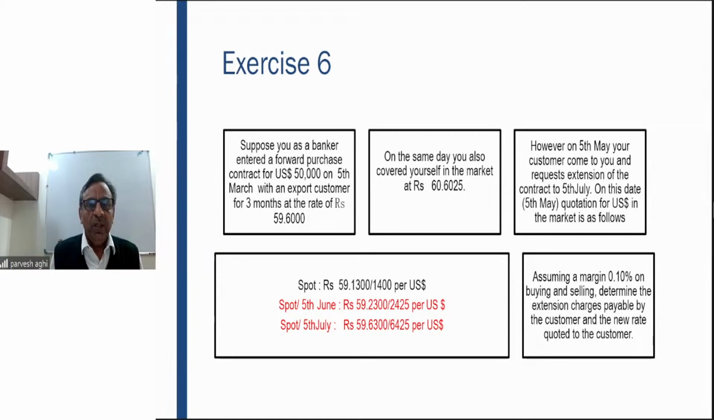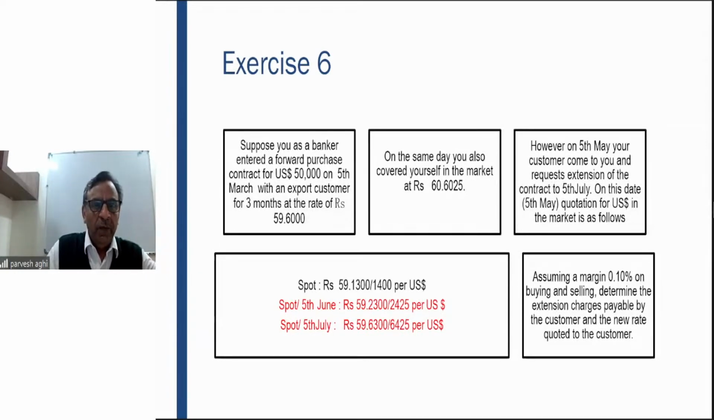And on the same day they are going to dispose of these dollars. Of course, we are not going to use this in solving the question. But on 5th of May, after 2 months, you went to the bank and said, sorry, I don't want this contract, so kindly extend my contract to 5th of July. So the bank has to first cancel the old contract and rebook a new contract.